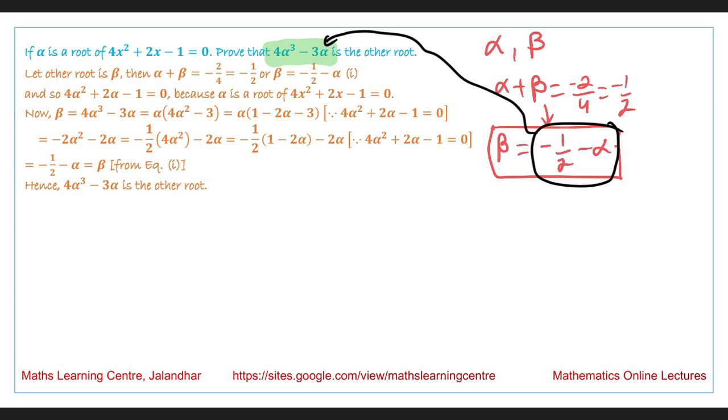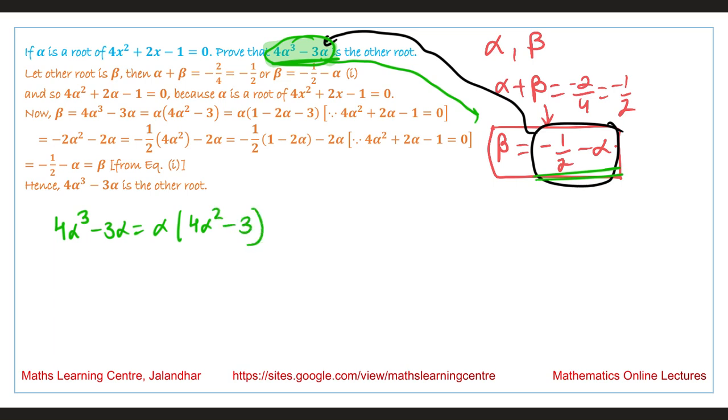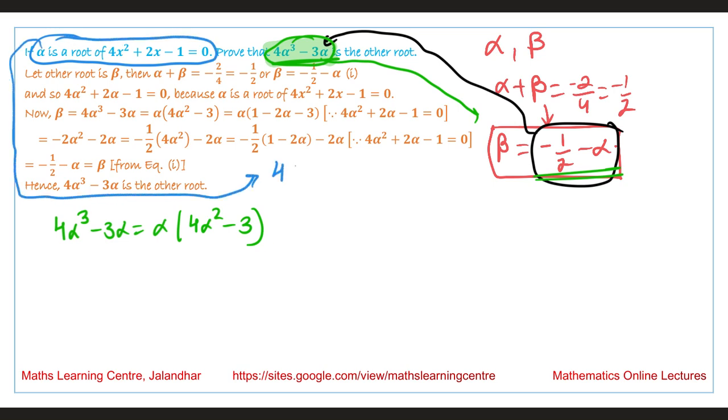So we start with this value. We are saying we want to form this number 4α³ − 3α from −1/2 − α. So we have 4α³ − 3α, and we can write this as α(4α² − 3). Now α is a root of this equation, this is given to us. So we can write that 4α³ + 2α − 1 = 0.